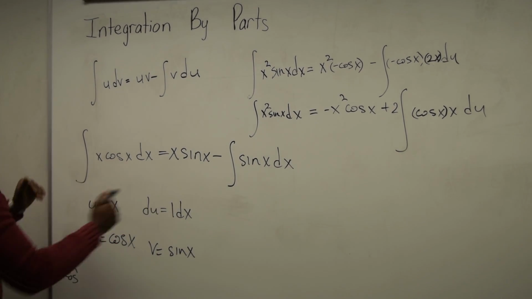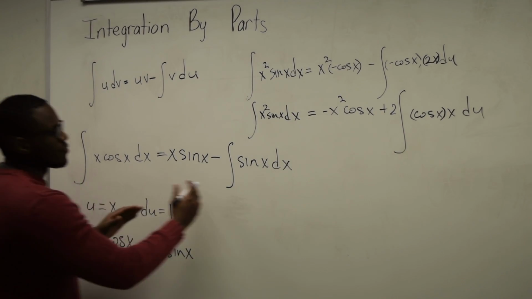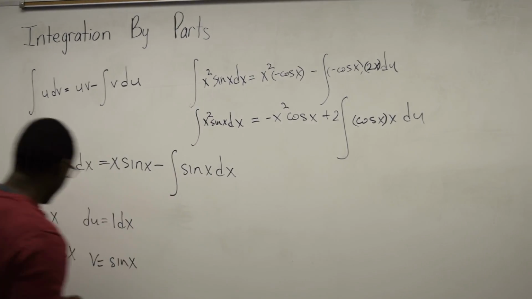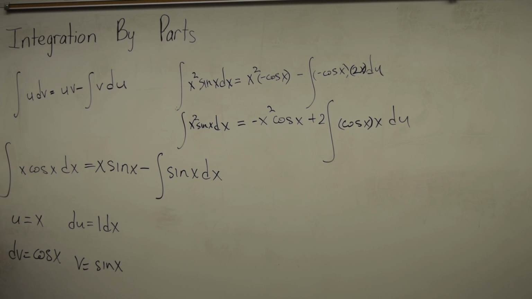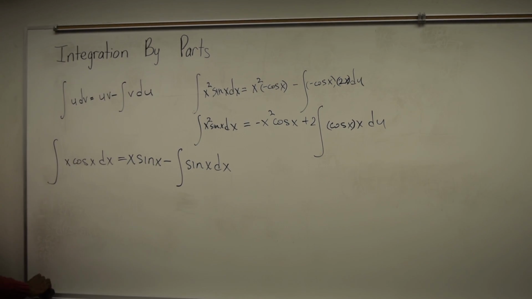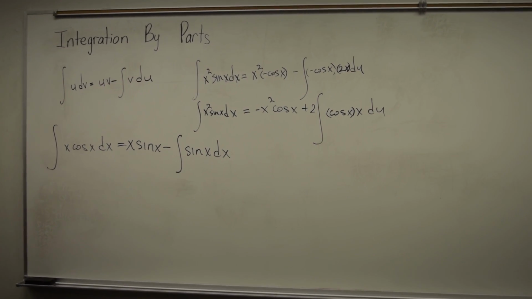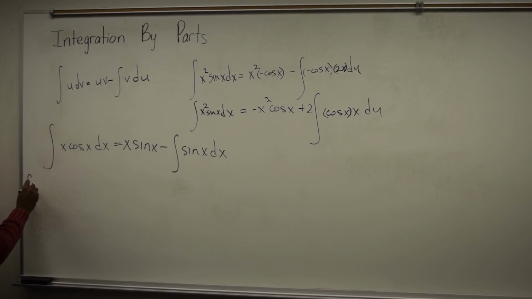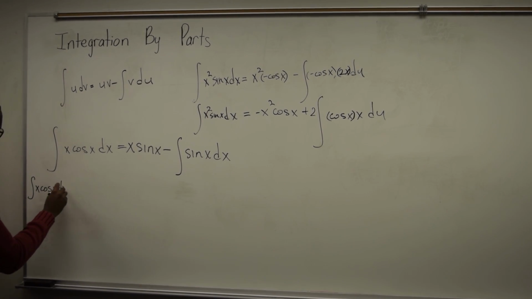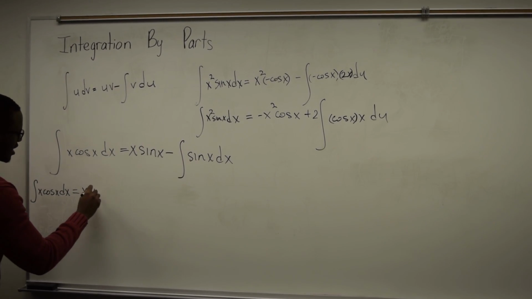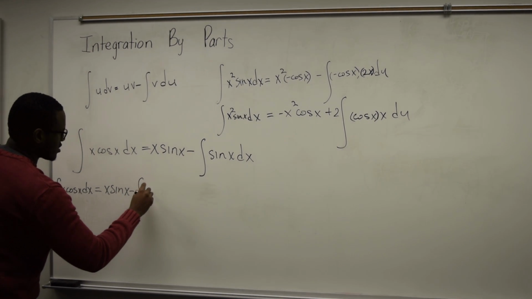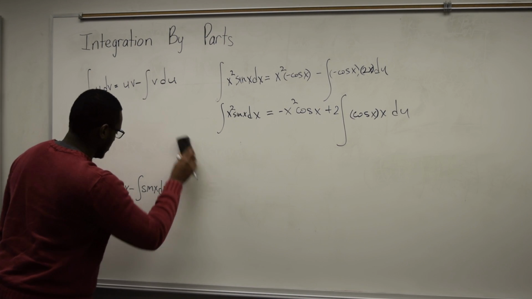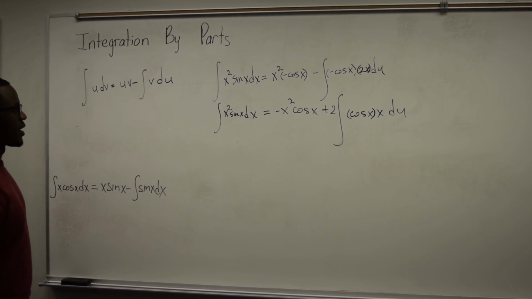So that's one component. Now you have to remember this section came from over here. So now we have to plug this back in place of this. So now I'll erase my work. Okay. I'm going to rewrite this and then plug it back into my expression. So the integral of x cosine x dx equals x sine x minus the integral of sine x dx. Okay. And so now I'm going to plug it back in.